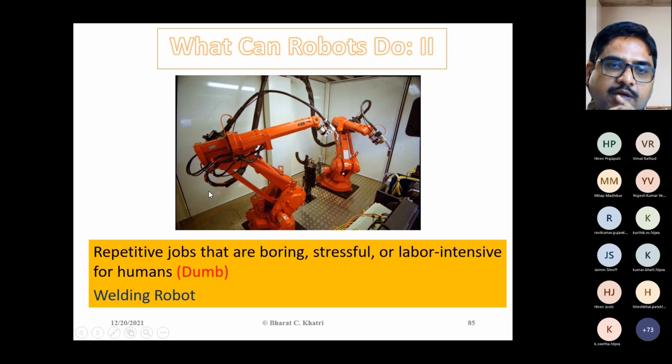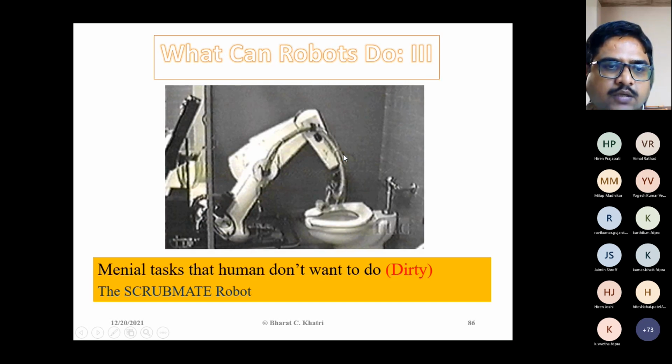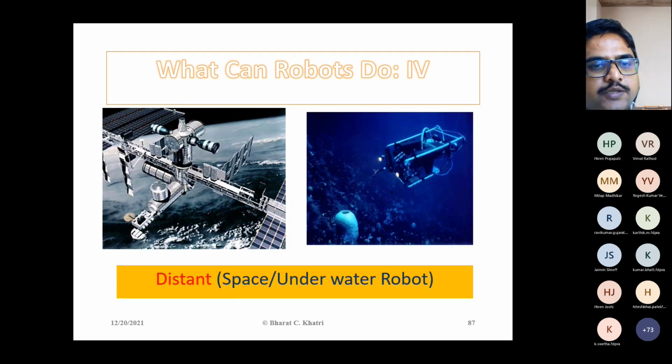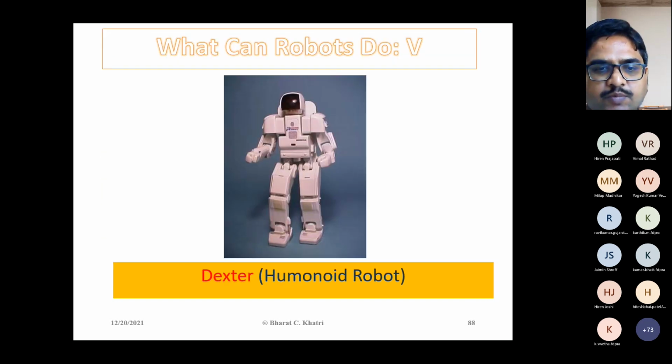Here it is showing how robots are welding. So this is a welding robot. Some jobs are manual tasks that humans don't want to do, that is dirty tasks. A scrub robot is used to clean your toilets. For distant tasks, space or underwater robots are used for performing tasks that are very difficult for human beings. Some humanoid robots, Dexters, can look similar to human beings.